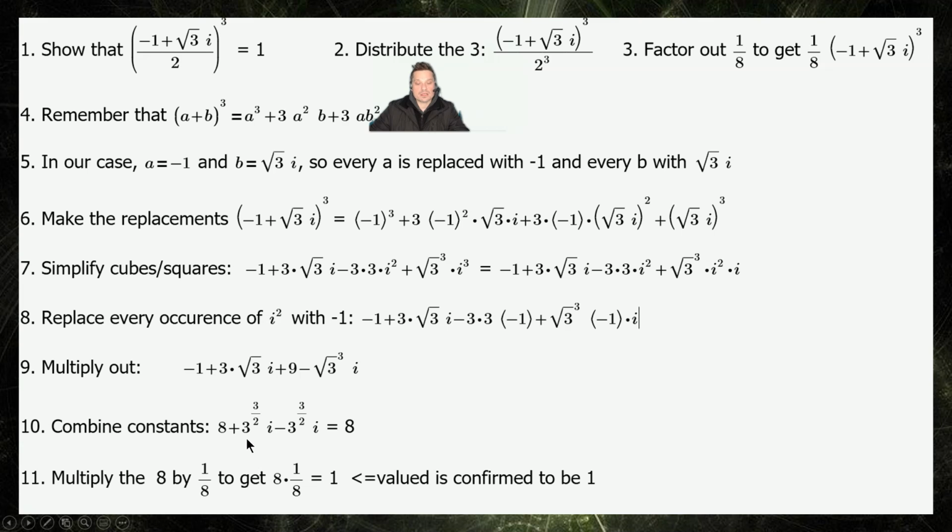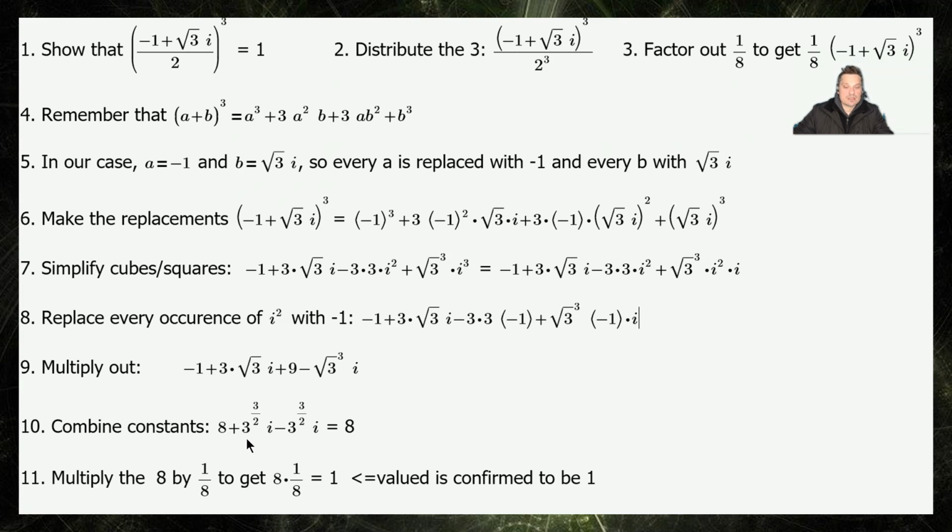So distribute the 3. So it becomes (-1 plus the square root of 3i) quantity cubed, and then also in the bottom I have 2 cubed for that reason. Now 2 cubed is 8. That means you can basically factor out 1/8 to get 1/8 multiplying the rest of it, that (-1 plus the square root of 3i), the whole quantity cubed. Just pull that 1/8 out of the fraction.